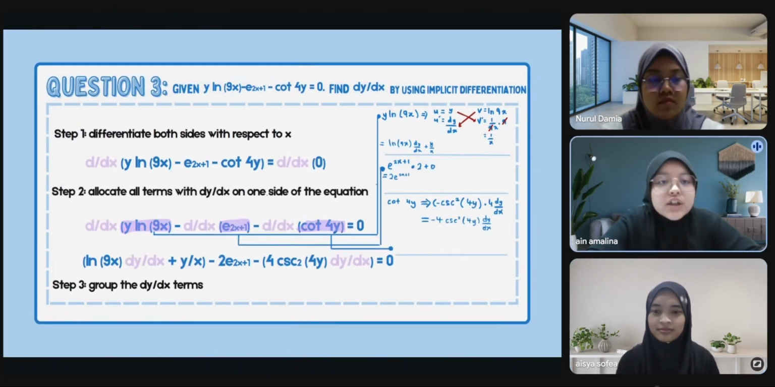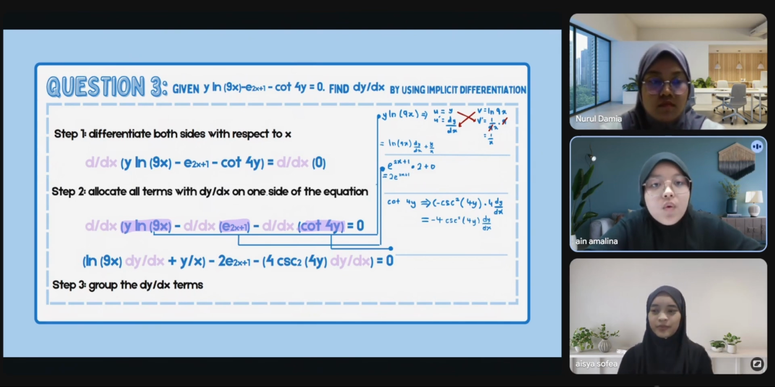So let's look at question 3, which is: given y ln x minus e to the power of 2x plus 1 minus cot 4y equals 0. We just need to find dy over dx by using implicit differentiation. So let's look at our calculation.